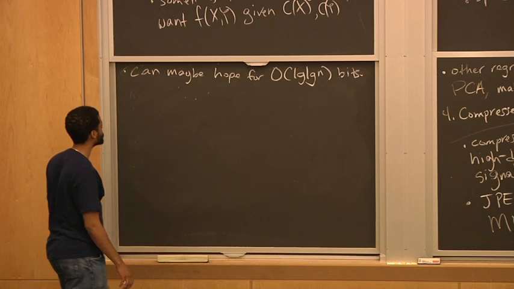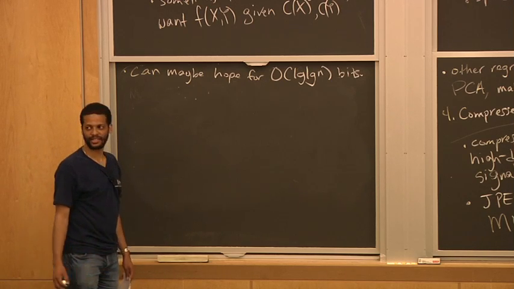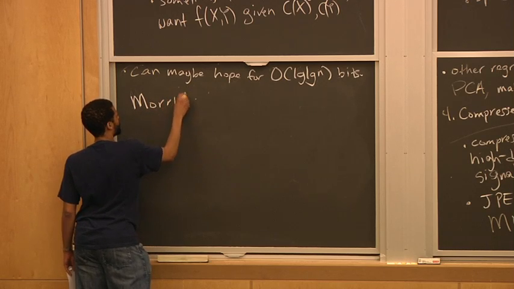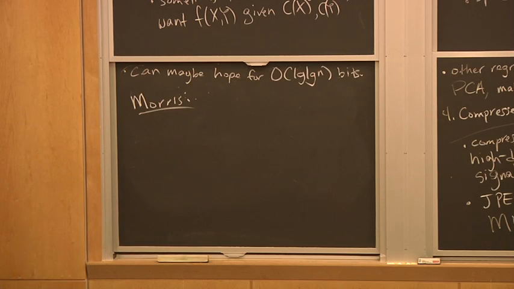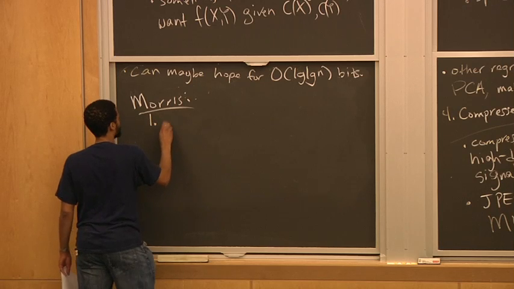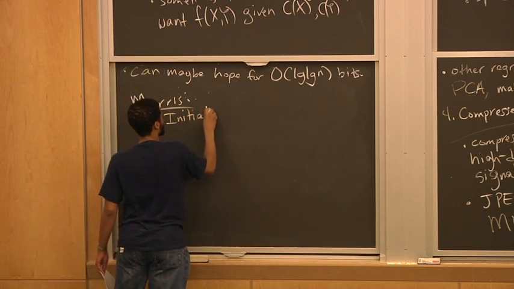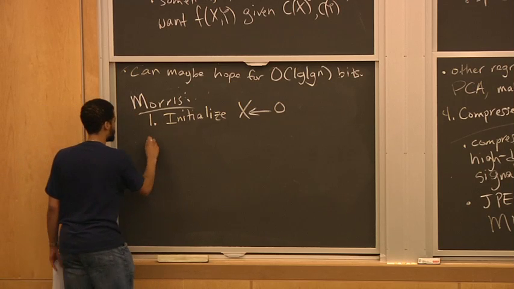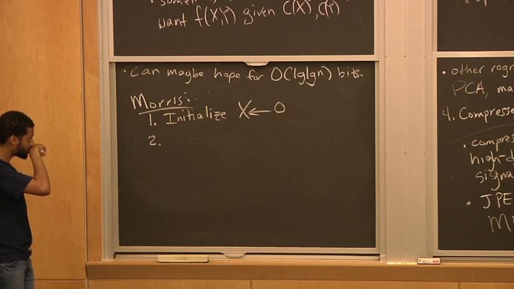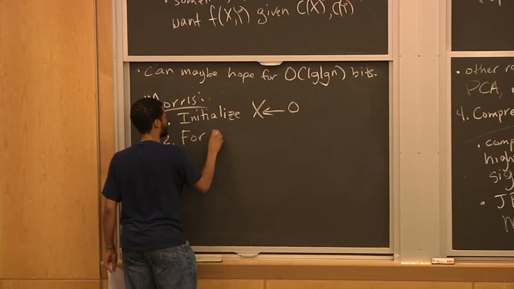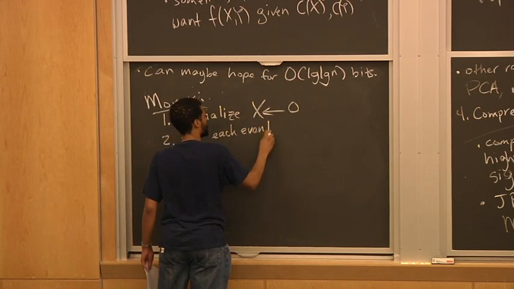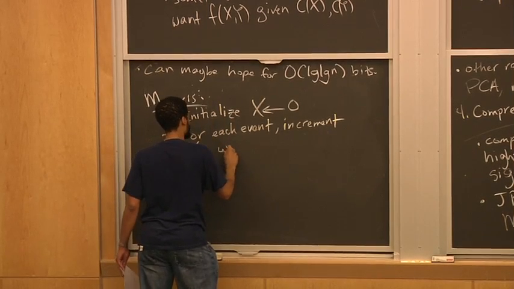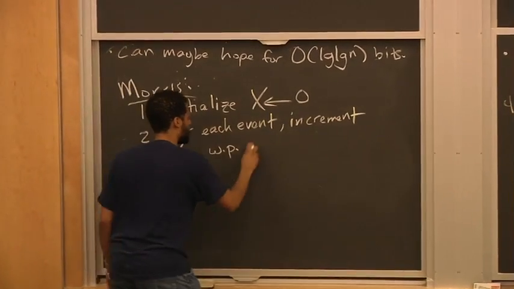Okay. So that's exactly what Morris does. We're going to see Morris's algorithm is going to give us this kind of performance. Okay, so what's the algorithm? Step 1, initialize a variable x to 0. Step 2, for each event, increment x with probability 1 over 2 to the x.